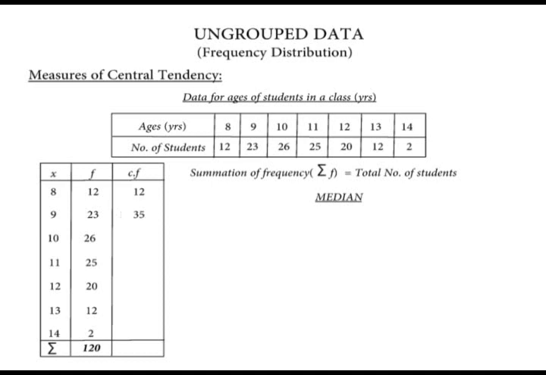To get the third cumulative frequency, we add 35 plus the next frequency, 26, and we get 61. And then we proceed. 61 plus 25 will give us 86. 86 plus 20 will give us 106. 106 plus 12 is 118, and 118 plus 2 is 120.